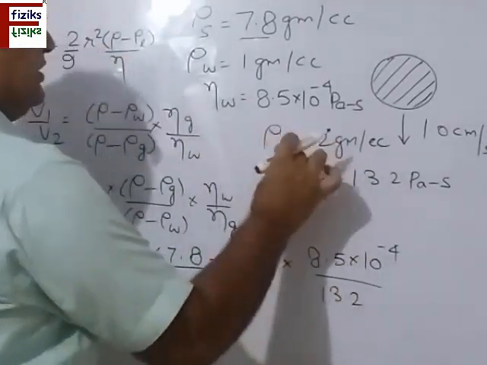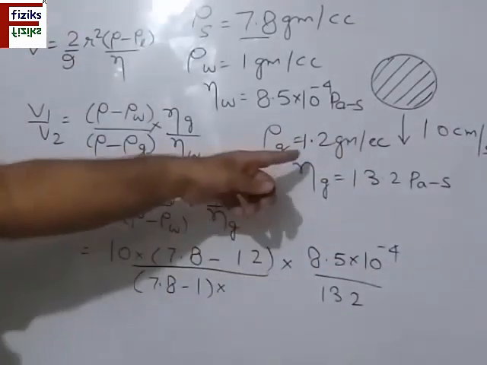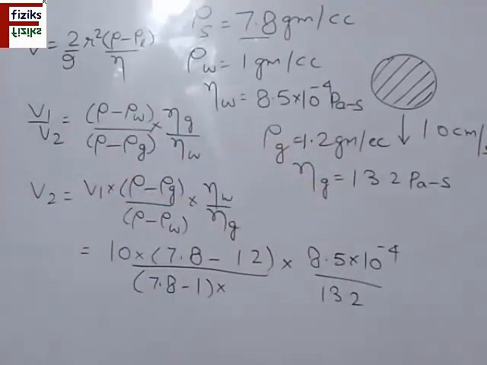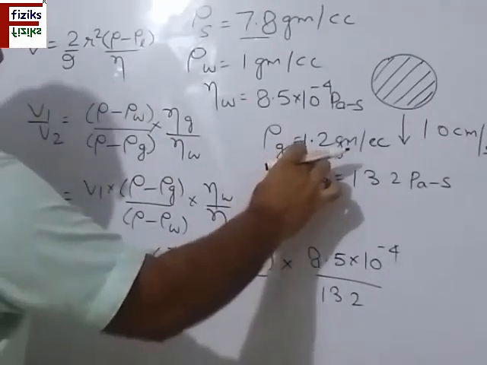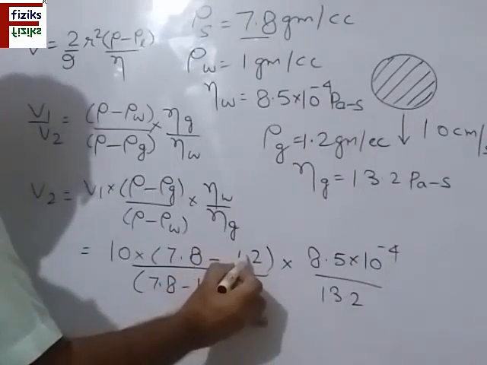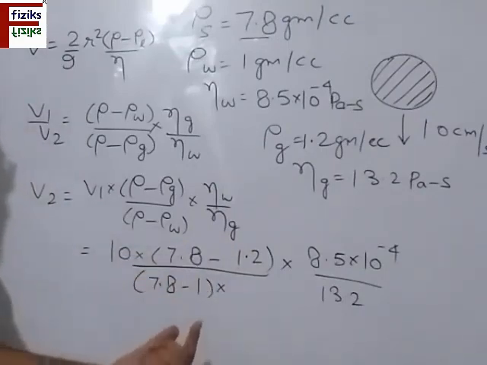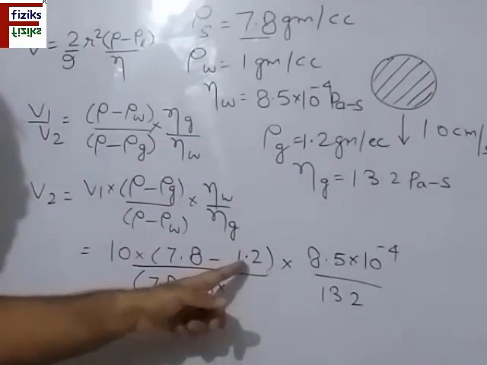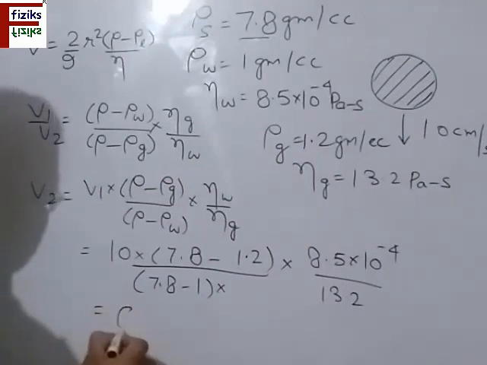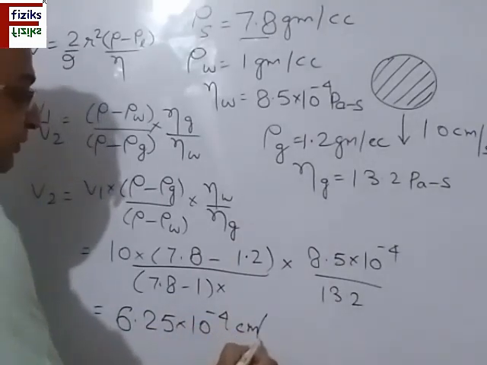The density of glycerin is, please make it 1.2 gram per centimeter cube, not 12 gram per centimeter cube. This is a correction. Density of glycerin is 1.2 gram per centimeter cube. So here I have written 12, so this should be 1.2. Otherwise, this will be a negative term and it means that the steel ball will be moving in upward direction. So this is 1.2 and not 12. Write it 1.2. So if you calculate this, you will get the answer as 6.25 into 10 raised to the power minus 4 centimeter per second.